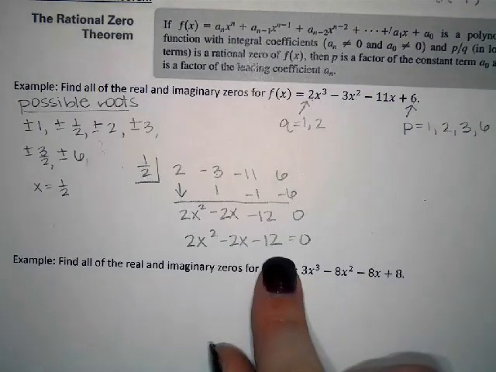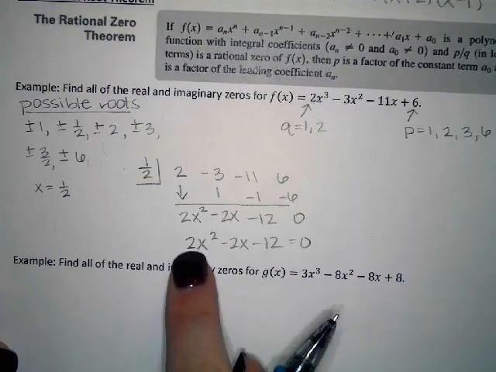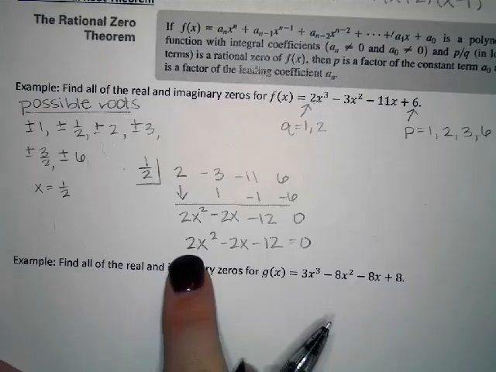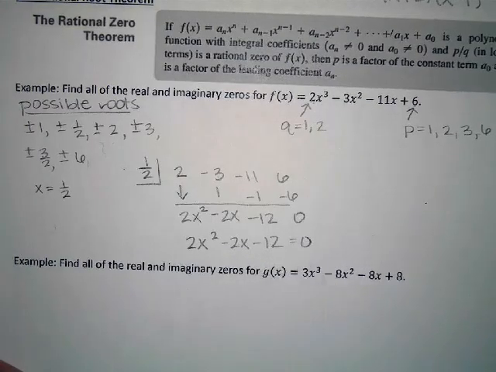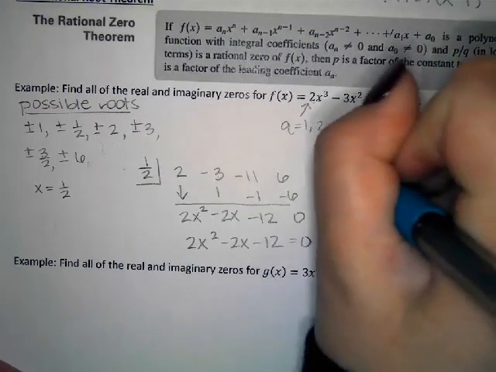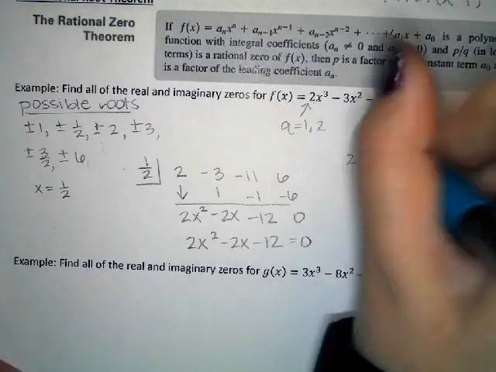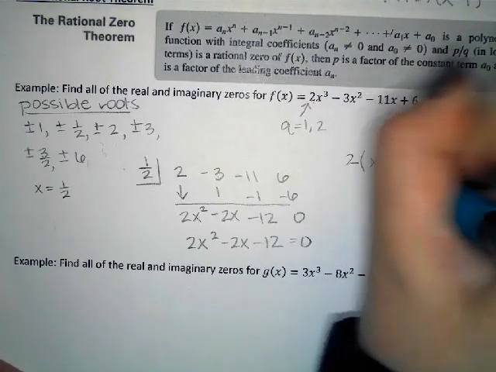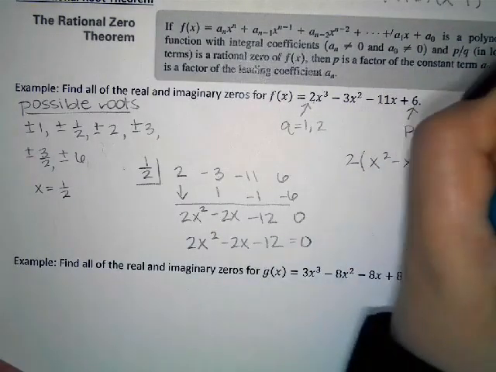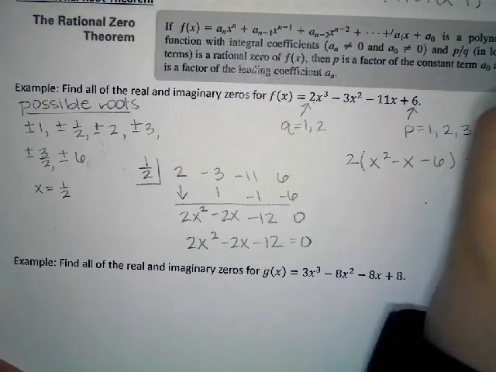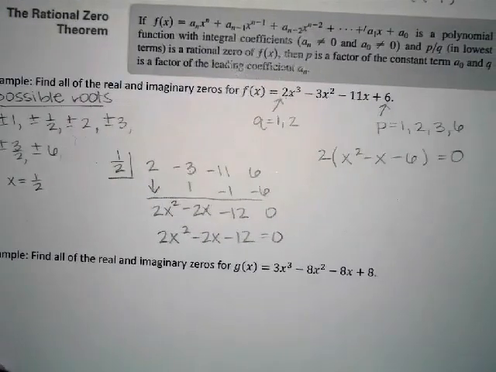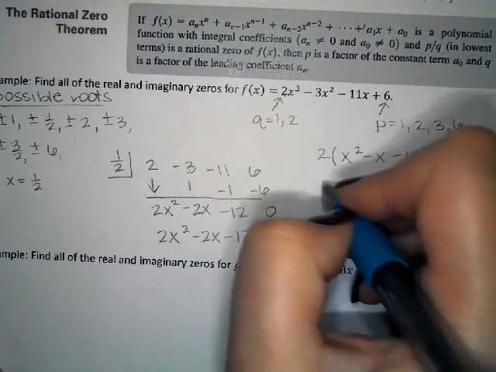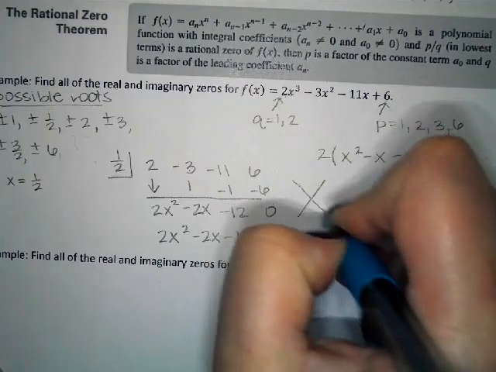So I'm going to say 2 x squared minus x minus 6. And then I'm going to go ahead and factor this if I can. If you can't factor it, then you're going to use the quadratic formula to find your other answers. Two numbers that multiply to make -6 but add to -1 would be -3 and +2.